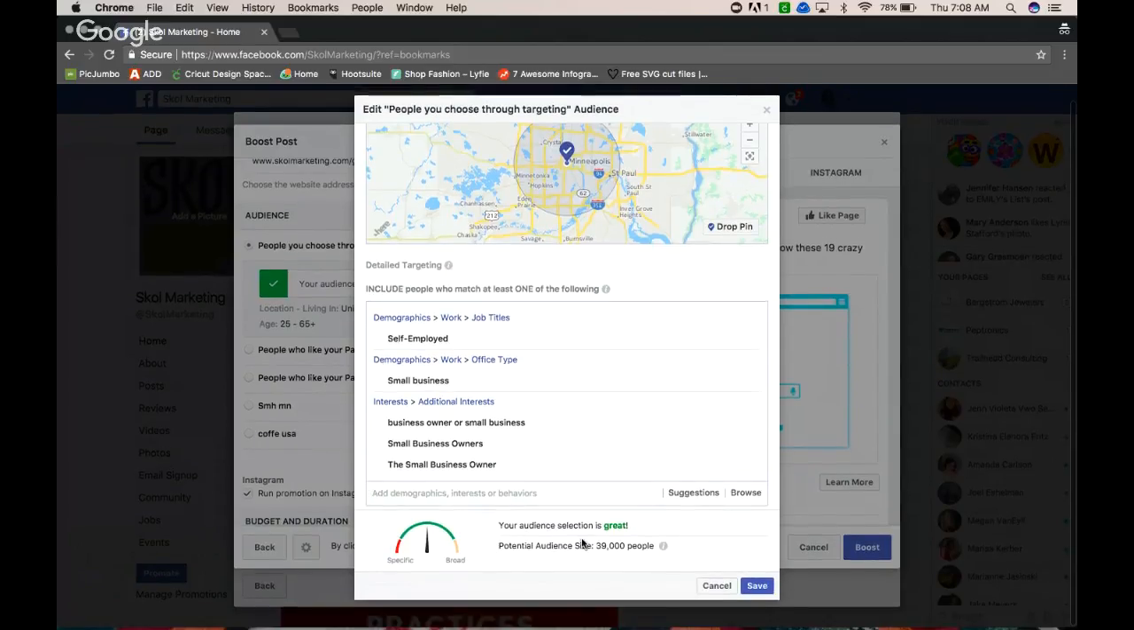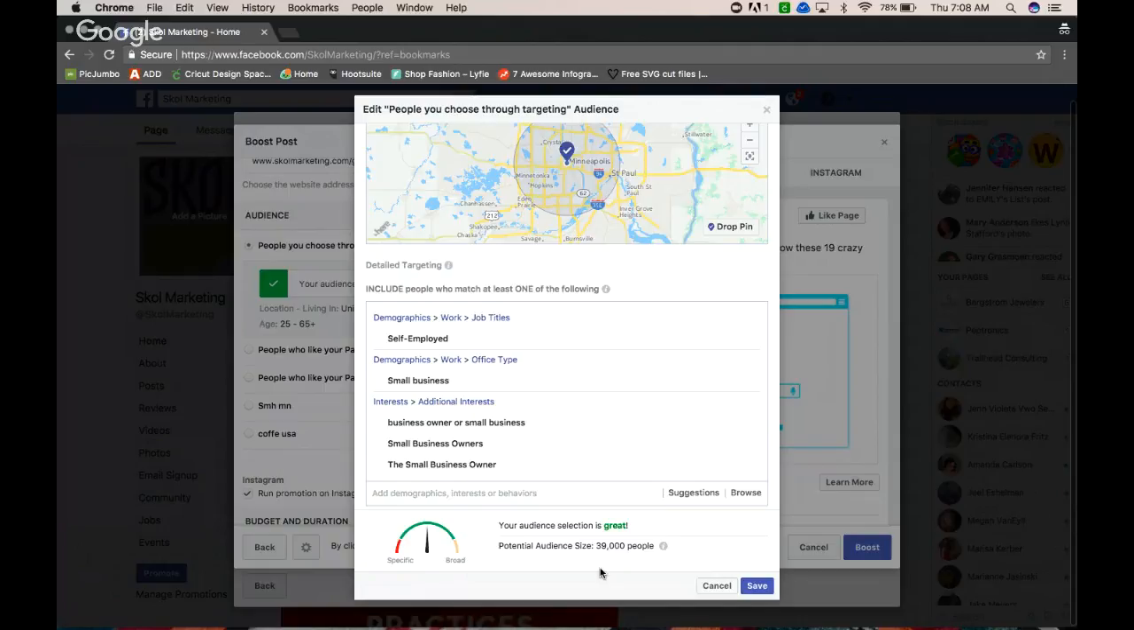Now you'll also see this down here, and this can sometimes confuse people. It's a cool little scale though if you use it right. Facebook is trying to help you designate and make sure you have enough people you're going after, but also not too many, when we're looking at our audience.